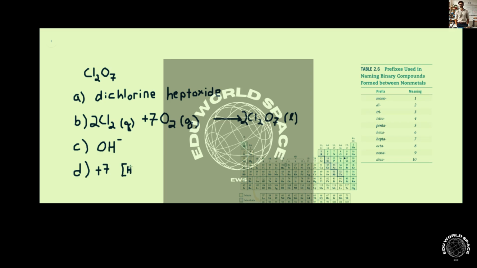[He] 2s2 2p6, which is the same thing as the electron configuration of neon, the noble gas configuration.